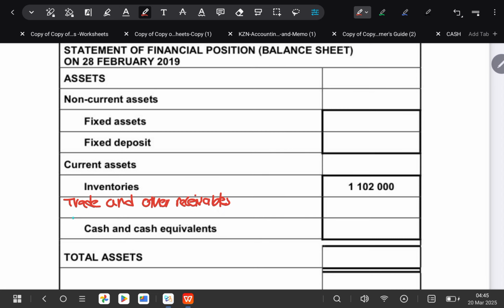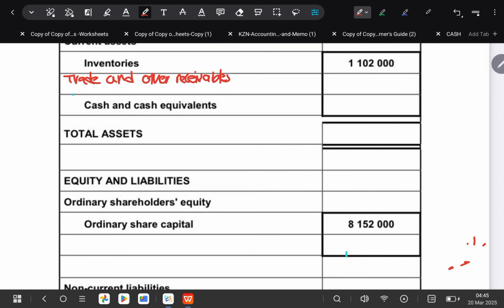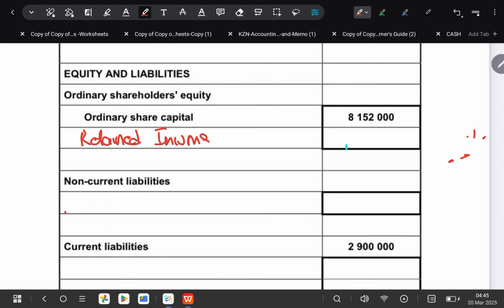Okay, and then after that they gave you ordinary shareholders' equity. You know that here we are supposed to have your retained income. Remember, you are busy with the note. And then after this, they gave you non-current liabilities.